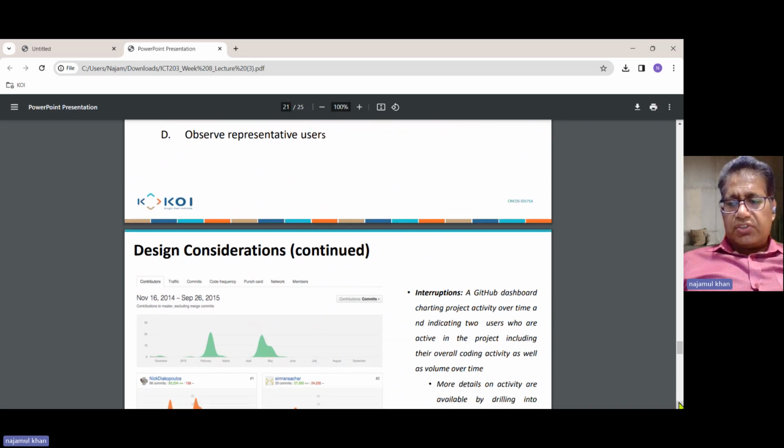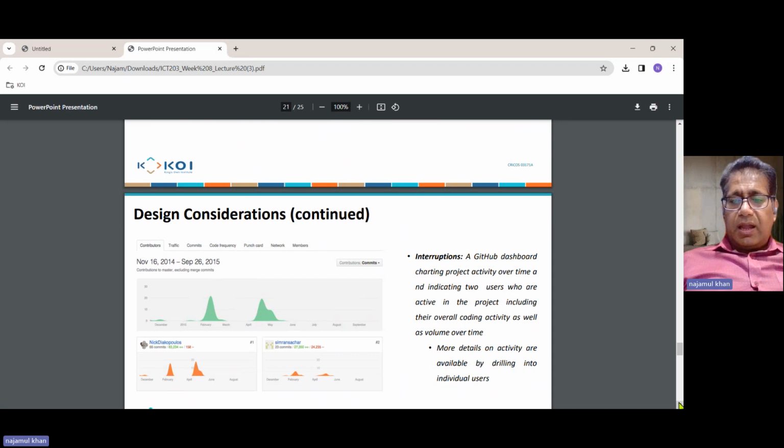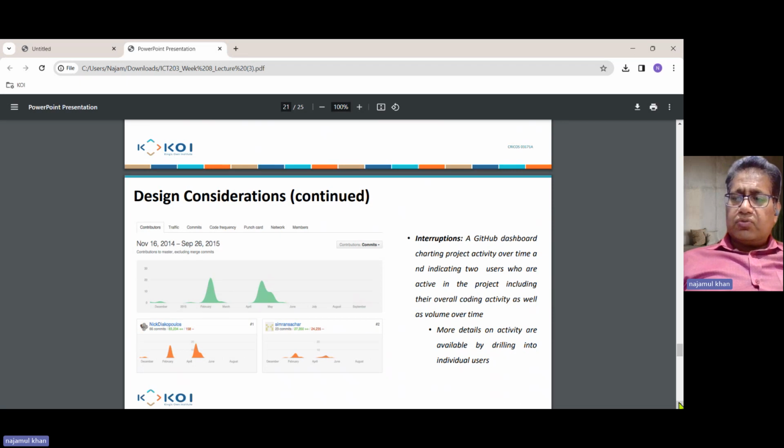GitHub dashboard, which is an educational software, is showing how a project's activity changes over time and indicating two users who are active in the project, including their overall coding activity as well as volume over time. I'm sure it's quite an interesting educational software. I would say it is a collaborative tool, basically, which is used by many organizations, especially universities, to allow their students to do project tasks using this platform. It's very good. Now, more details can also be found by drilling into individual users, so it's a really interesting one as well.